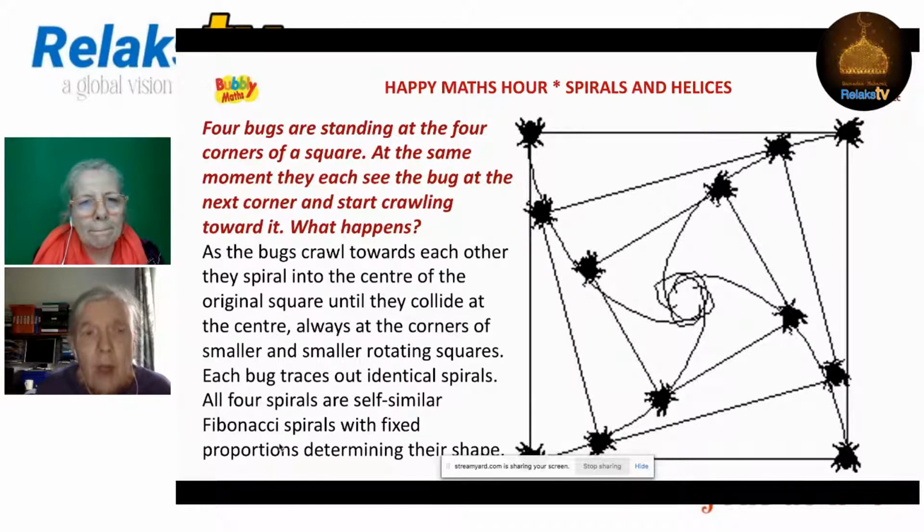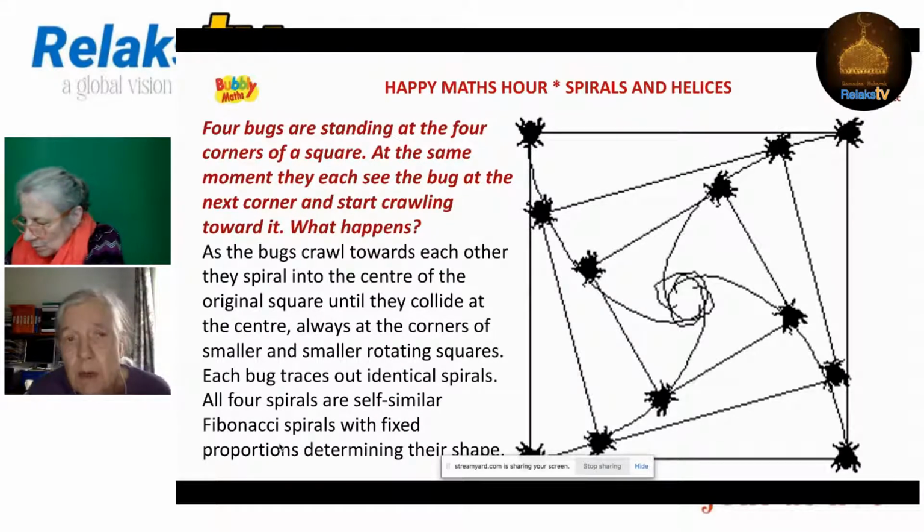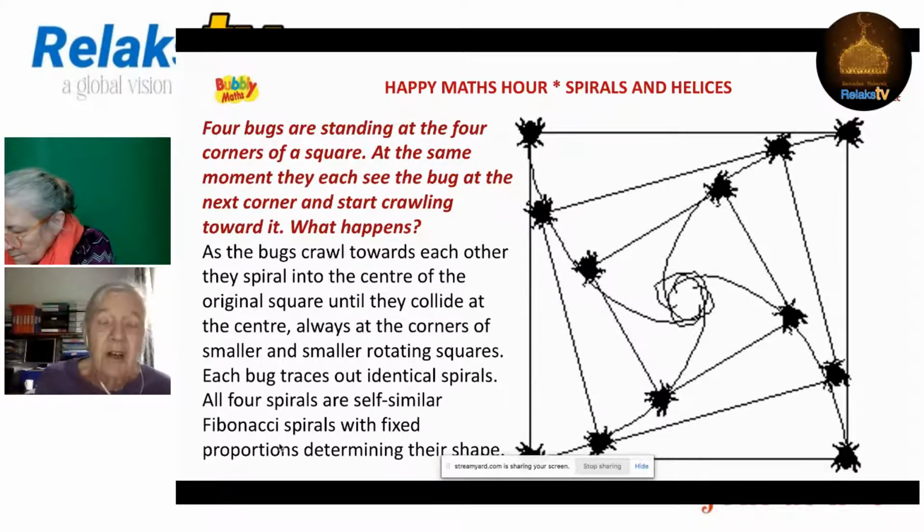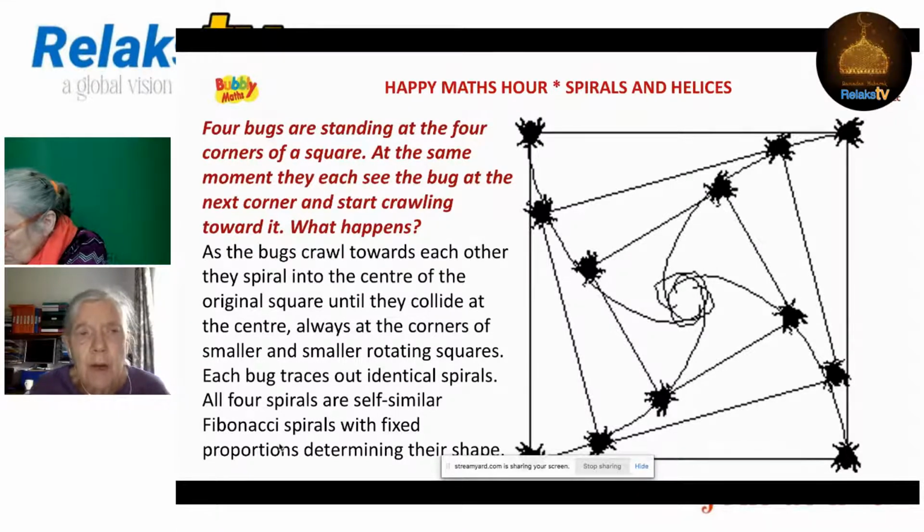Right. Now, we've got 4 bugs standing at the corners of a square, and at the same moment, they see each of the other bugs, and they're going to go counterclockwise. They look at the next bug along, and they think, oh, I want to go say hello to him, and they start moving. They start crawling towards the next bug round, going anti-clockwise. And they all crawl at exactly the same speed, and they all keep the bug that they're heading towards in their sights, in a straight line, and they keep looking at the bug and heading for that bug.